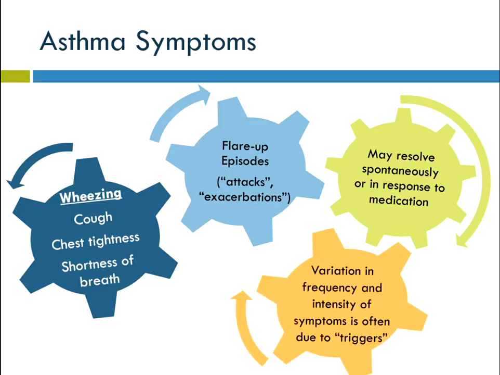The intensity and the frequency of these symptoms can vary. So sometimes the symptoms are really, really bad, sometimes they are really mild, sometimes it's happening more often, sometimes a lot at once. Okay? However, the symptoms are often due to some sort of trigger. So what do you think is the number one way to manage asthma? Avoiding triggers. Y'all are halfway there.